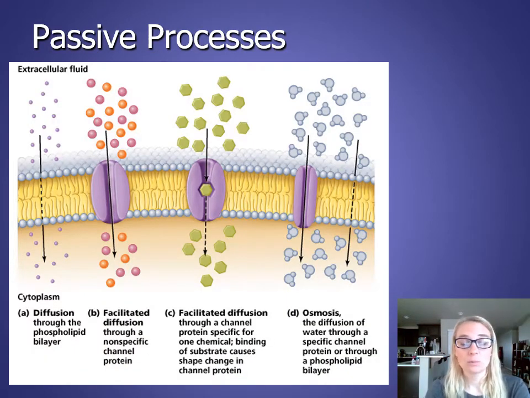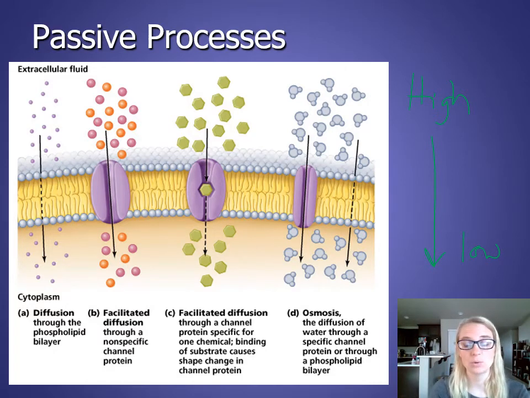So then we can talk and review a little bit about transport processes. There's two major categories. We have what's called passive and active. So if you remember, passive processes do not require the cell to exert any energy to move things across the plasma membrane. Active transport, you need energy to move things across the plasma membrane. And in passive processes, we are always going from a high concentration gradient to a low concentration gradient.